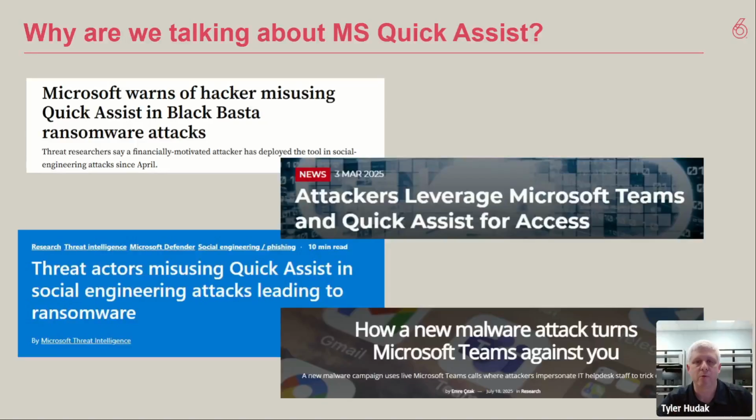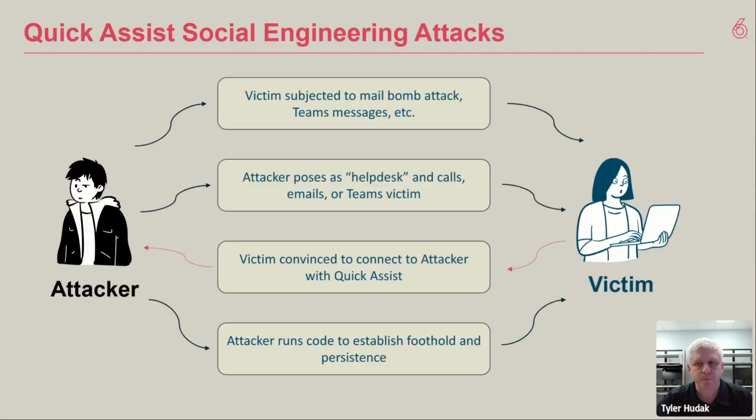But specific to the Quick Assist attacks, these are typically how they work. So you've got your attacker who is going to start to mail bomb, send tons of Teams messages, or even just start calling the victim. Their purpose here is to kind of overwhelm them. And then the attacker is then going to pose as the help desk, and they will either call, email, or even communicate via Teams to the victim as the help desk.